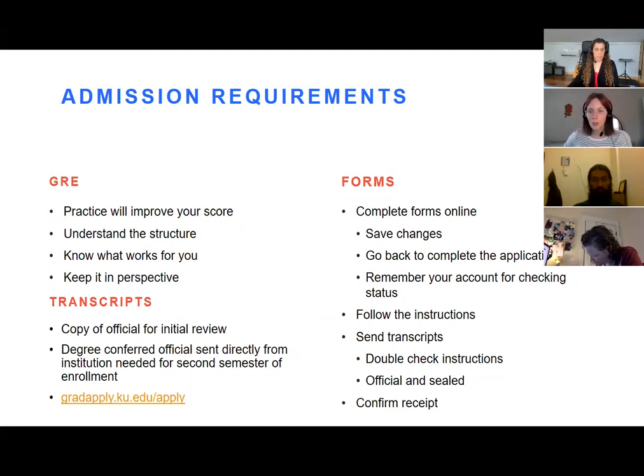Like I said, you can scan your transcript and upload it in the application. And if there are any other supplemental material requirements, personal statement, resume, writing sample, you can upload those in the online application too. And so then you'll submit the application and pay the fee through the form. And then it'll move on to, go ahead, Amanda.